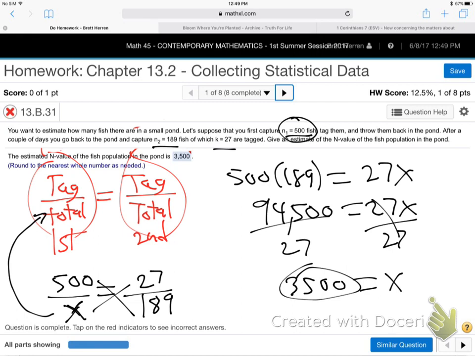Okay, I'll move on if you're okay with that. So tag over total equals tag over total, like polling.